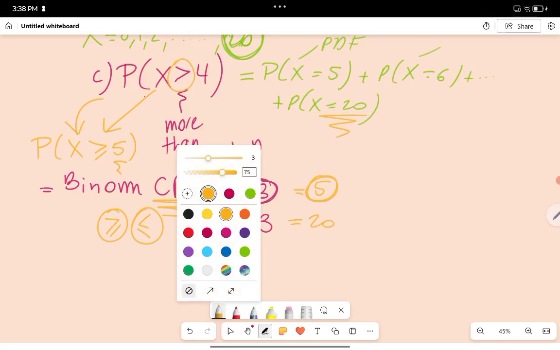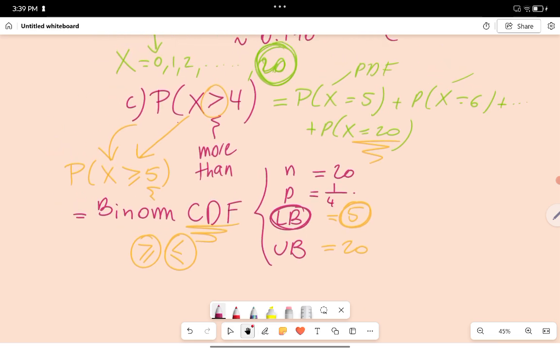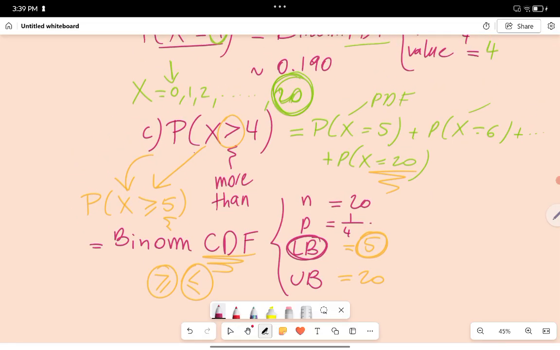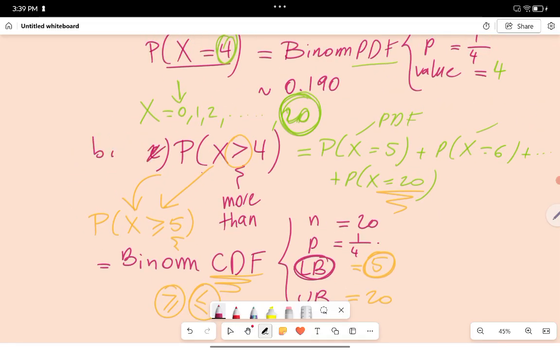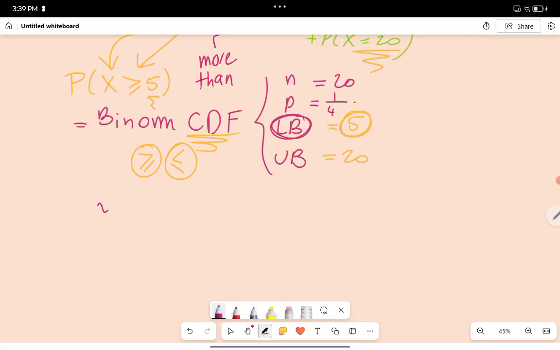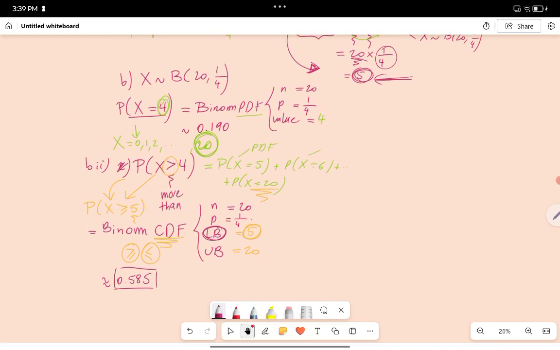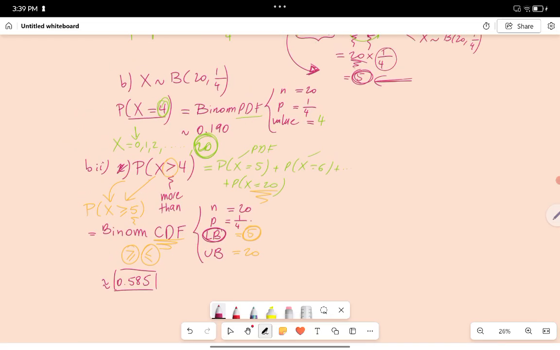And then, what is our n and what is our p? Our n again, how many questions do we have? 20. What is our p? 1 over 4. Because every time there's a chance of 25% to answer correctly. So this is how we're doing. So this is actually B double I. And this is how you do that. You put this in your calculator. What comes out? 0.585. Okay. So what does this mean, guys? This means that there's a 58% chance that Jack is gonna answer more than 4 questions correctly out of the 20.